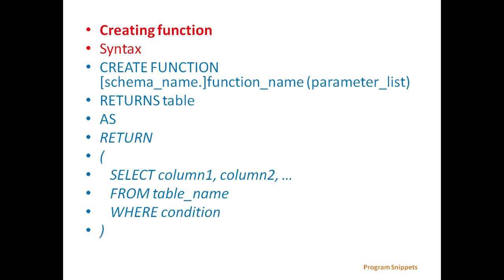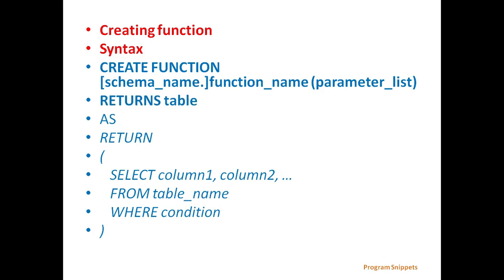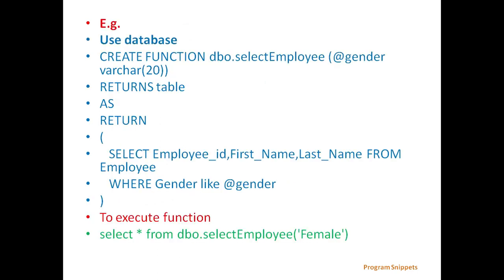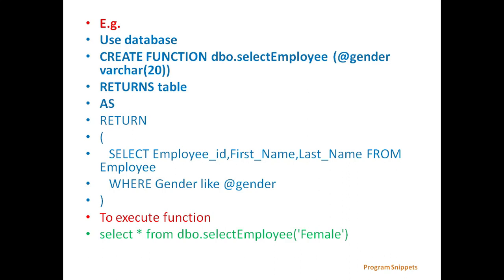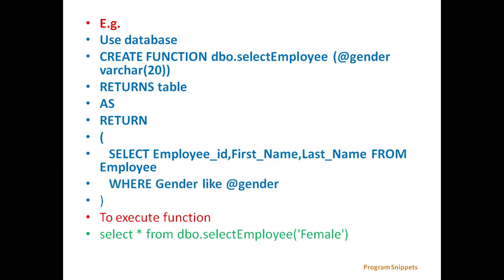General syntax for creating a function is create function with schema name, function name, parameter list. Here it returns as a table as return and the select query with where condition. For example, first we'll use the database, then we'll create a function select employee with parameter gender as varchar 20. Then it returns as a table type as return and we'll give the select statement as select employee ID, first name, last name from employee where gender like the parameter as gender.